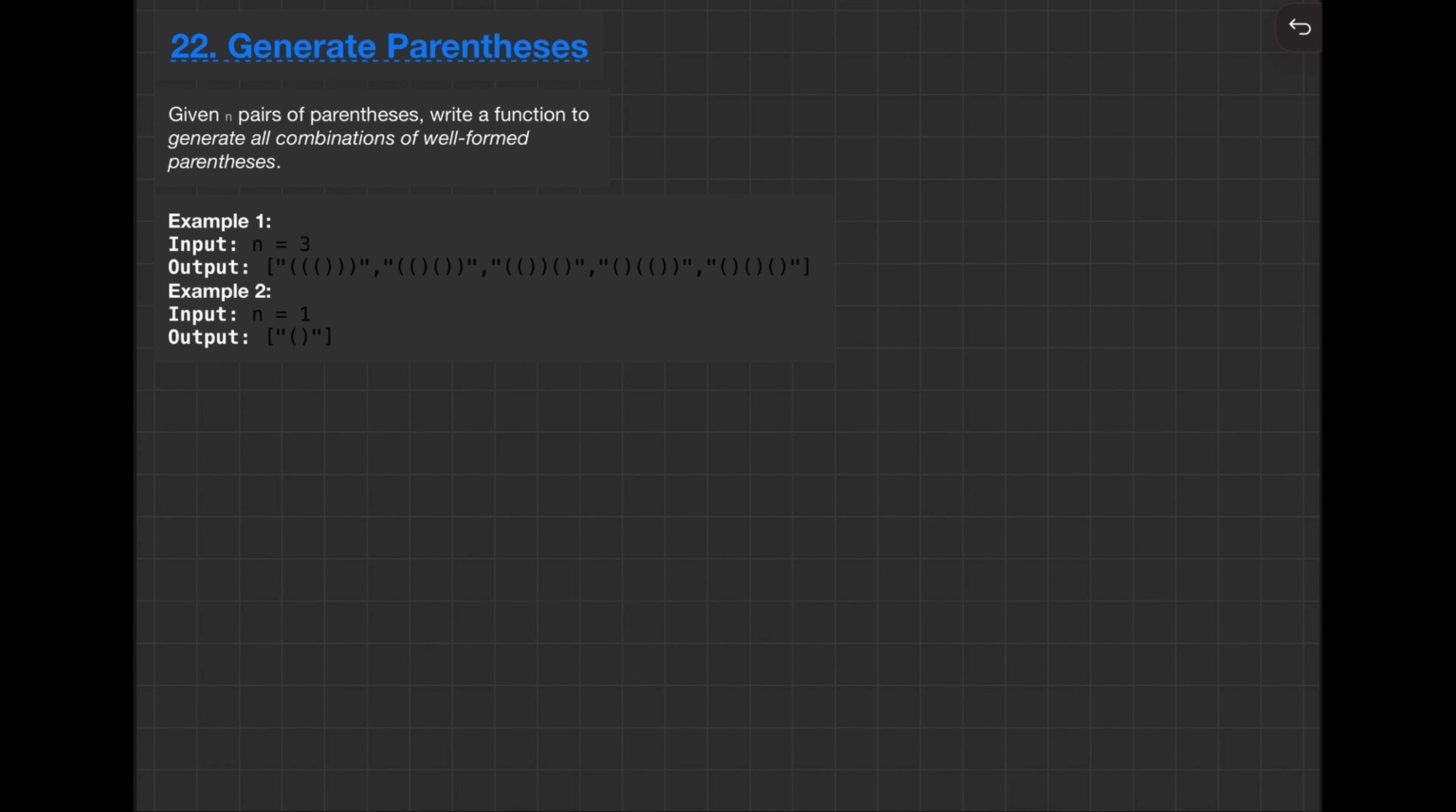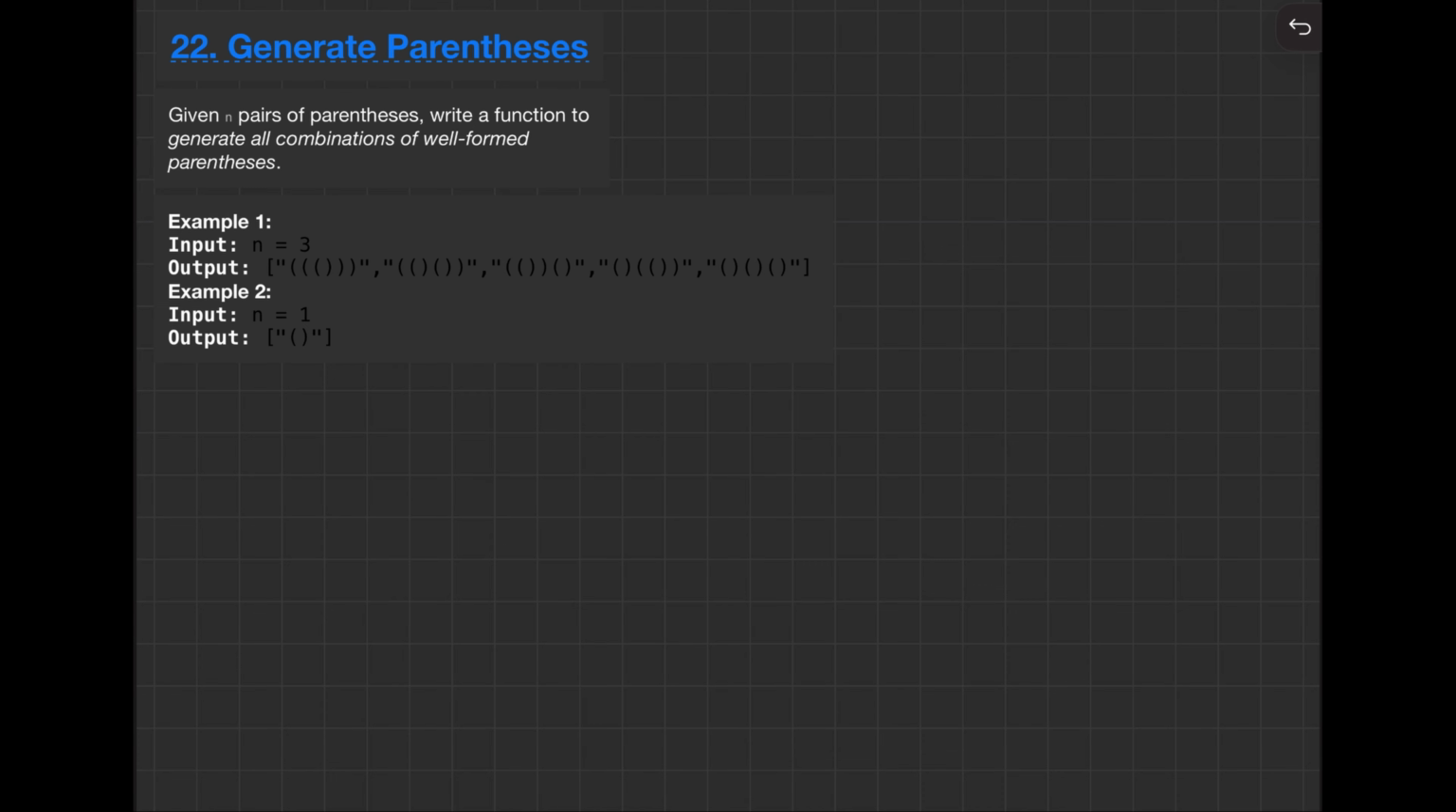Hi there, let's look at LeetCode number 22 called Generate Parentheses. The problem statement: given n pairs of parentheses, write a function to generate all combinations of well-formed parentheses. Before looking into the examples, let's look at the framework we'll use to solve this question, the RACE framework.